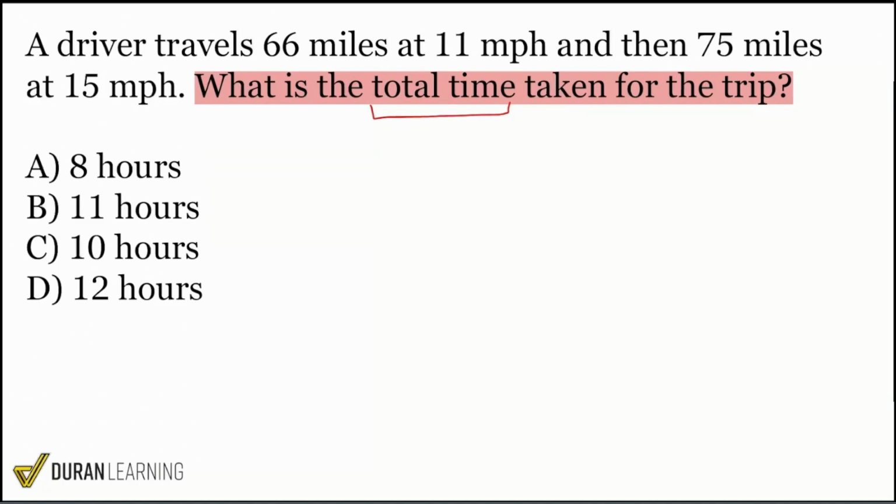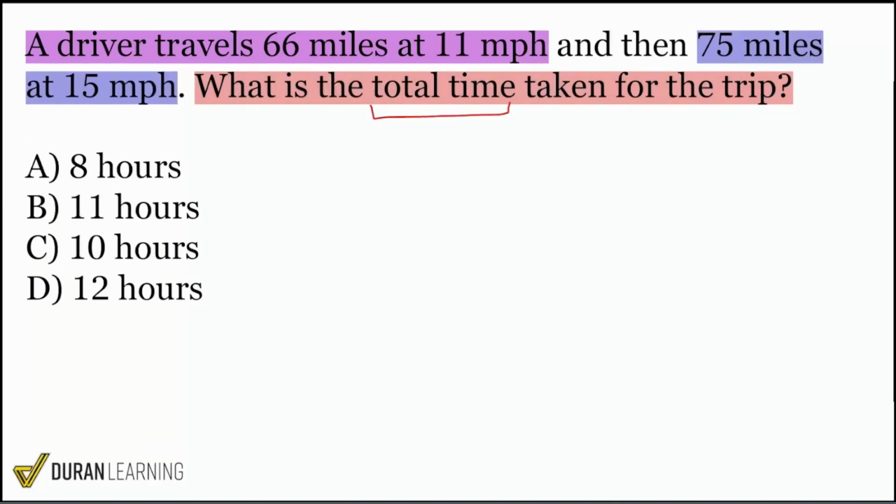So here we go. First part, it says a driver travels, right over here, let me catch the word, a driver travels 66 miles at 11 miles per hour. And then the second part of the trip shows that we are traveling 75 miles at 15 miles per hour. So 2 parts to the trip. We can find the time individually and then add them together. So again, it's not one single step. It's a couple of different steps.